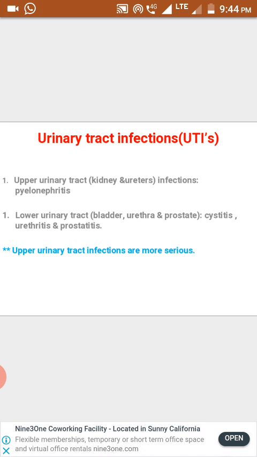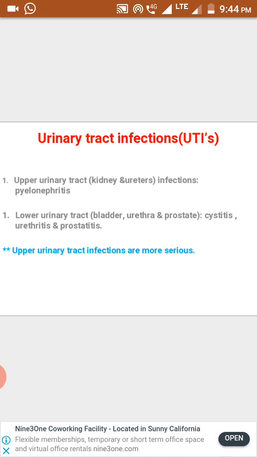This urinary tract infection is classified into upper urinary tract infections and lower urinary tract infections. Lower urinary tract infections are infections of the urinary bladder, urethra and prostate. Infection of the urinary bladder is called cystitis, of the urethra urethritis, and of the prostate prostatitis, which you may see in males. Upper urinary tract infections, of the ureters and kidney, are called pyelonephritis.